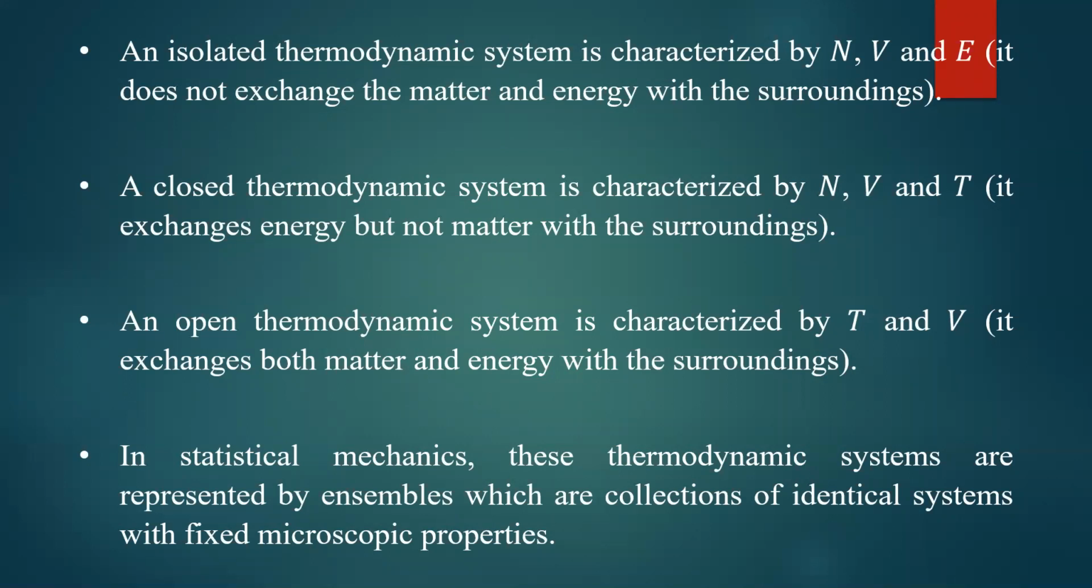A closed thermodynamic system is characterized by number of particles N, volume and temperature. Here it exchanges energy, but not matter, with the surroundings. Let us take the example of a sealed pressure cooker. It exchanges energy and gets heated. It is not insulated from the surroundings. The heat will get radiated by the walls of the cooker, but it will not exchange matter. The liquid boils inside, but matter will not enter the cooker, while energy is exchanged between the surroundings and the pressure cooker. That is called a closed system.